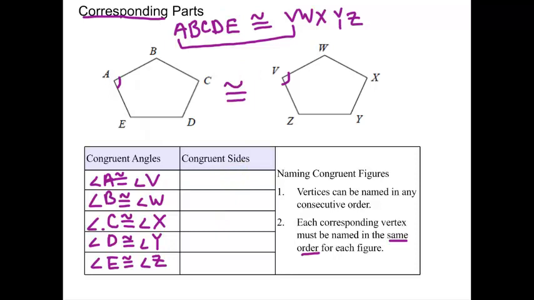Moving on, the same thing happens with the sides. Which sides are congruent? If I go from A to B, for example, what does it match over on this one? A to B is going to be matching with V to W. So we're going to write that in segment form. So segment AB is congruent to segment VW. What else matches up here? Segment BC, that's congruent to segment WX.